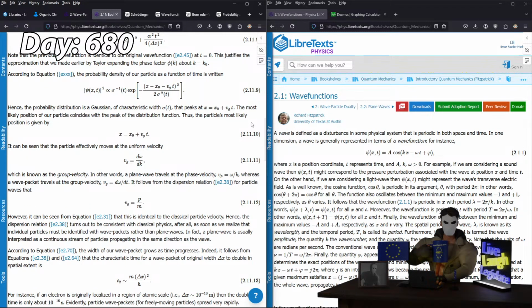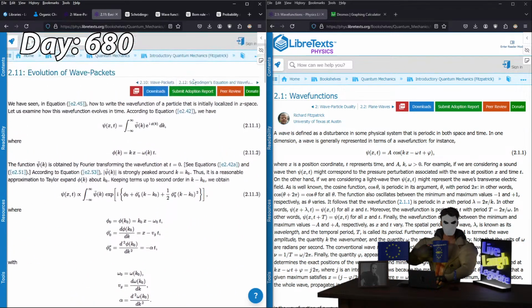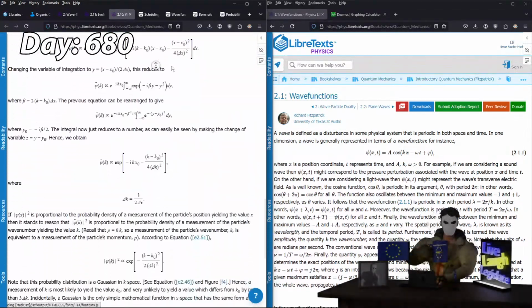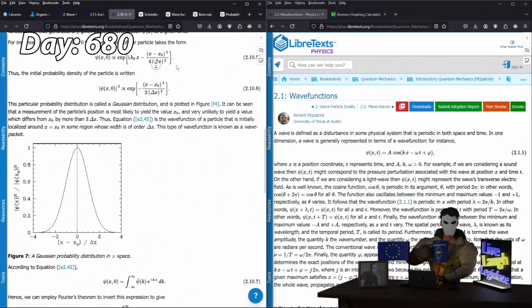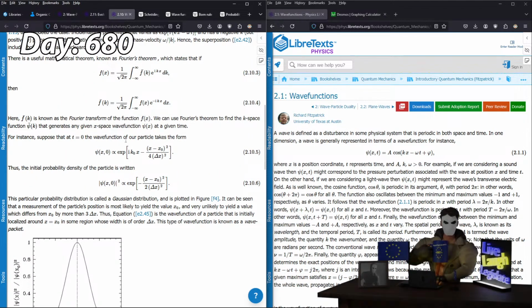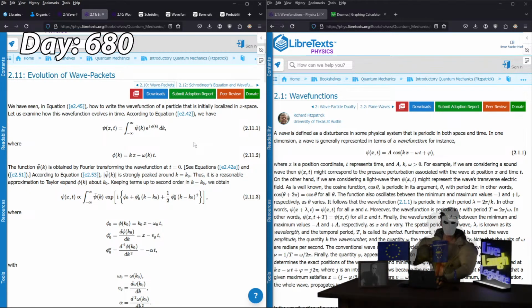Probability density of a particle as a function of time is written... Hold on, is that for all particles? Are all particles Gaussians? I need specifics. Is it for all particles, or is it if it's a Gaussian? Suppose that the wave function of a particle takes this form. That's the problem. I hate it when things are vague this way. So it's not always. If it's a Gaussian, then it's a Gaussian. Cool.